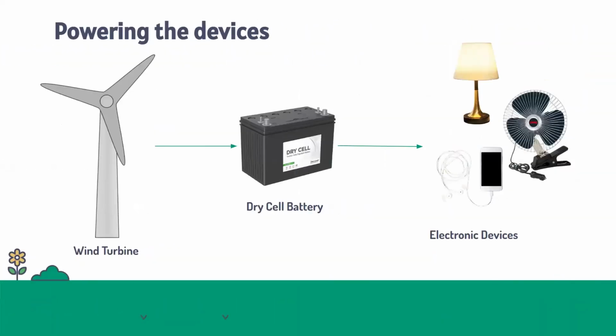So our general idea of powering is simple. We will use our wind turbine to collect wind energy and store it in the dry battery, and we will use the stored energy to power electronic devices such as lamps, fans, or even smartphones. We can use whatever we want with this energy we got from our wind turbine.